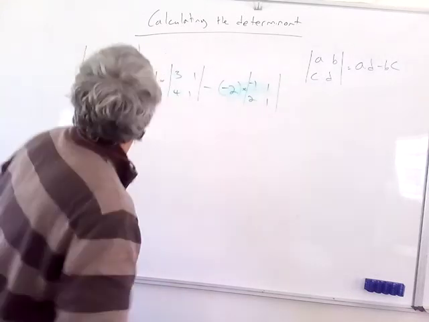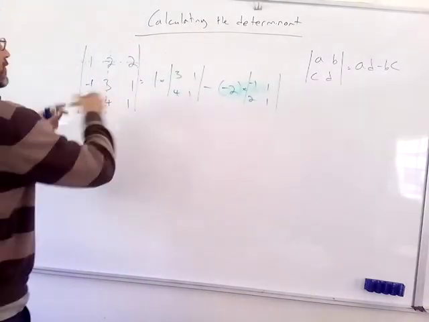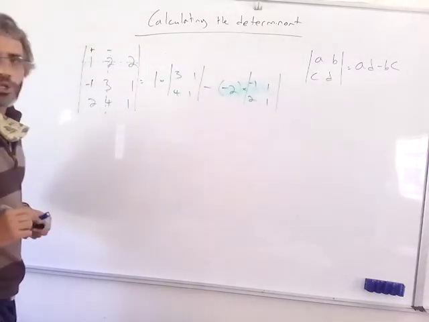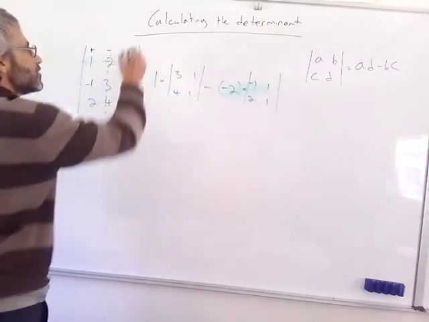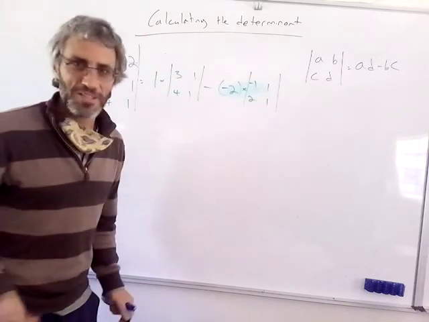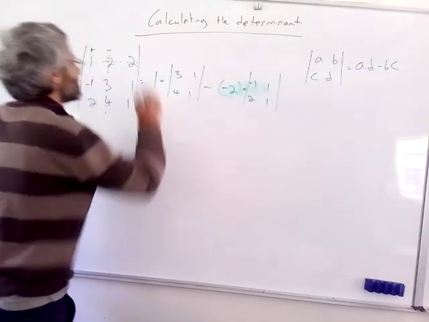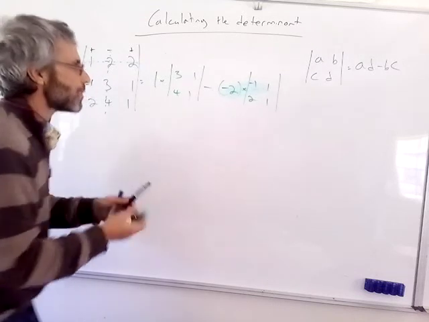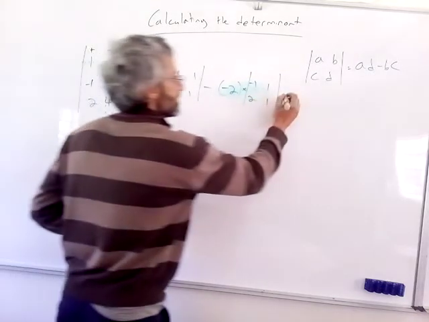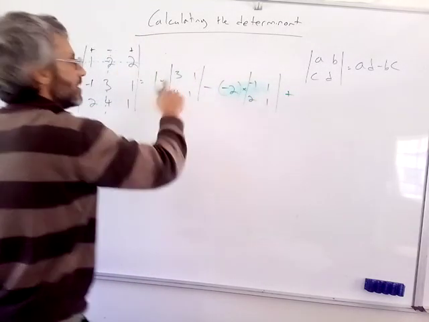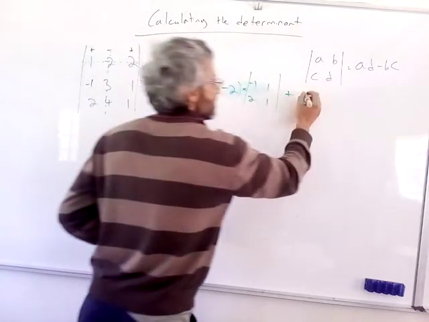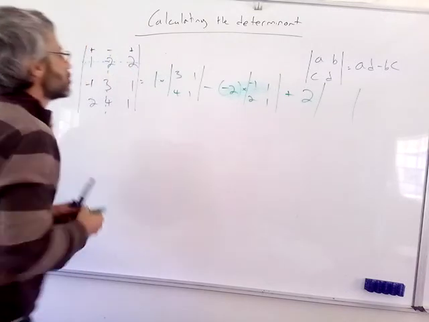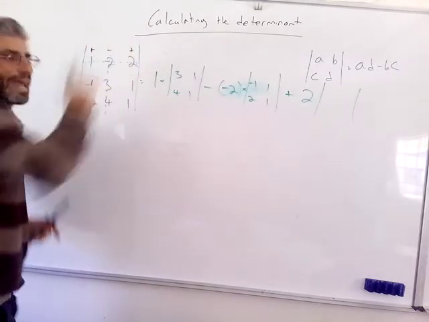I'll use another color here. For the first element, we use a plus. For the second element, we use a minus. For the third, because there will be a third, we're doing a whole row, we're not finished yet. For the third element, it will be a plus. You see plus. What's the element now? The element is 2. And we're going to multiply this element by its minor.